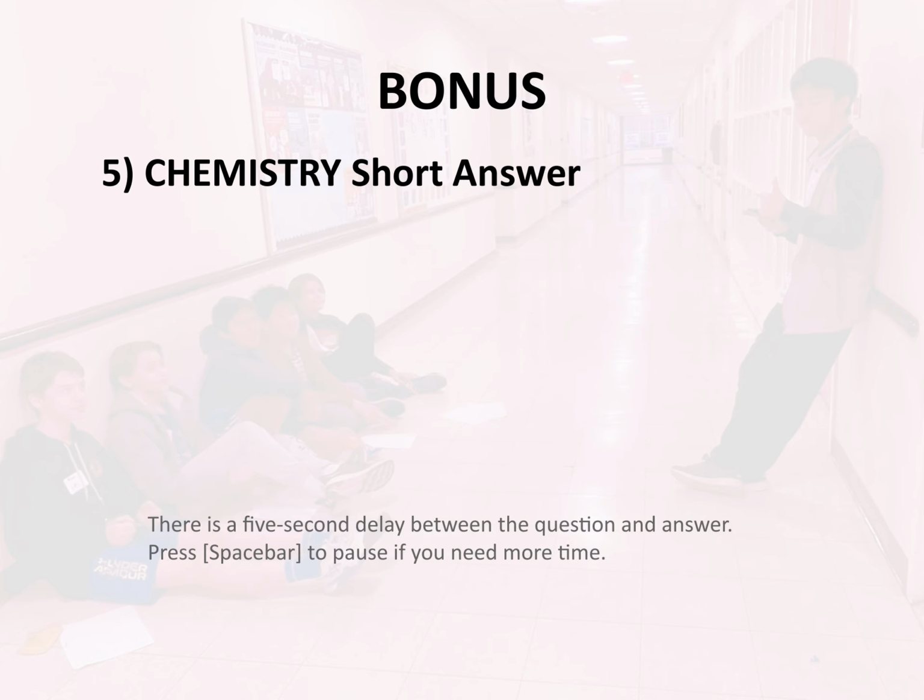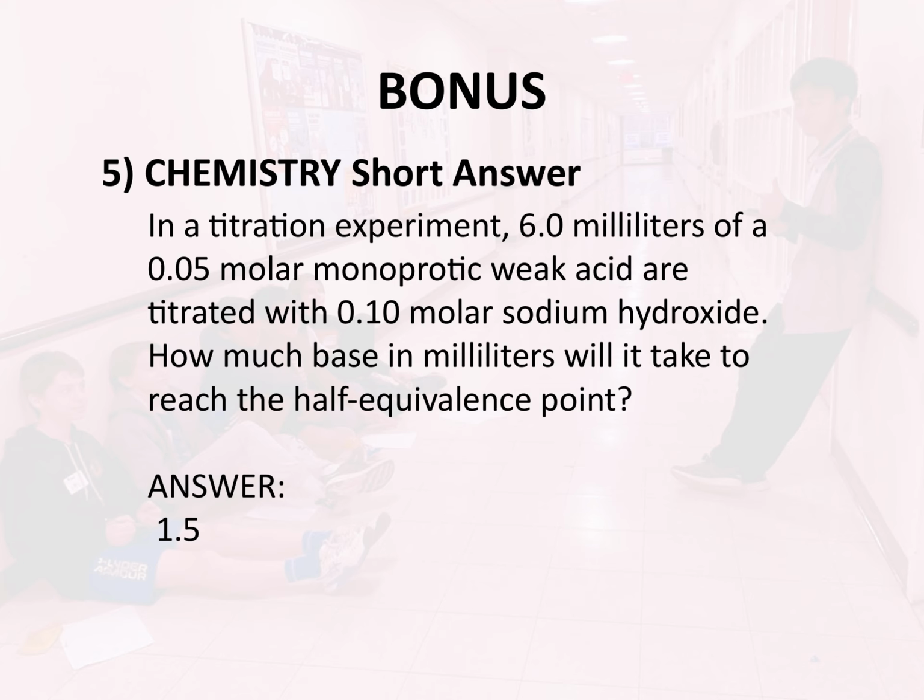Bonus 5. Chemistry. Short answer. In a titration experiment, 6.0 milliliters of a 0.05 molar monoprotic weak acid are titrated with 0.10 molar sodium hydroxide. How much base in milliliters will it take to reach the half equivalence point? Answer: 1.5.